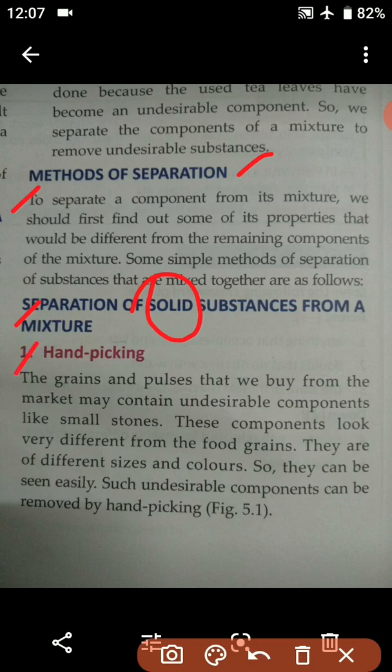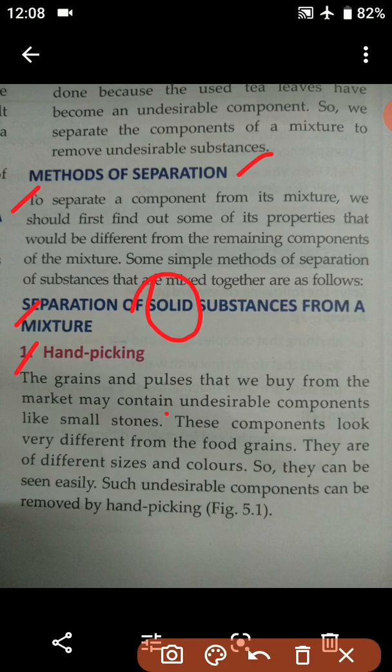The grains and the pulses that we buy from the market may contain undesirable components like small stones. So students, yesterday we already understood about the grains and the pulses, and we came to know about the small stones that are present in the grains. So these components look very different from the food grains. So students, definitely the stones are different from the food grains.